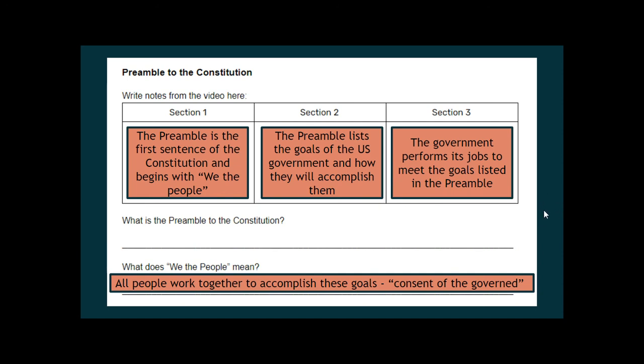At this point, you should have the whole top page of your notes on page 3 filled in. If it's not, go ahead and fill it in now. When it's filled in, you are done with this activity.